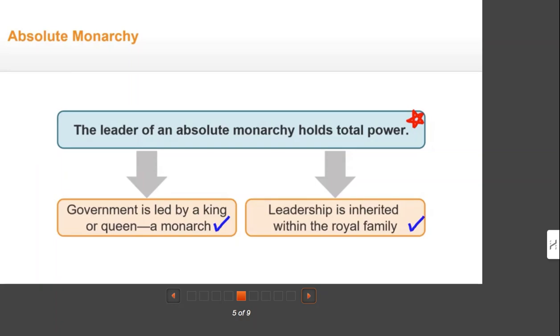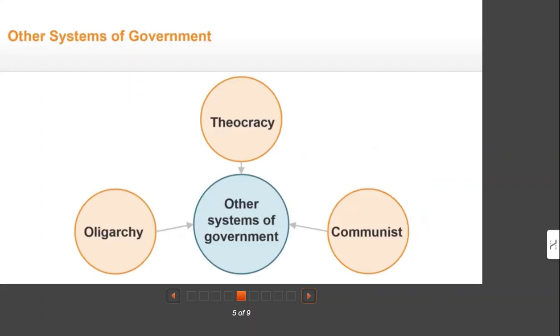Next, we're going to look at some governments that are not autocratic, but that don't share power with their citizens either. In addition to autocratic forms of government, there are other systems of government in the world. They are oligarchies, theocracies, and communist systems. Let's take a closer look at each of these systems of government.